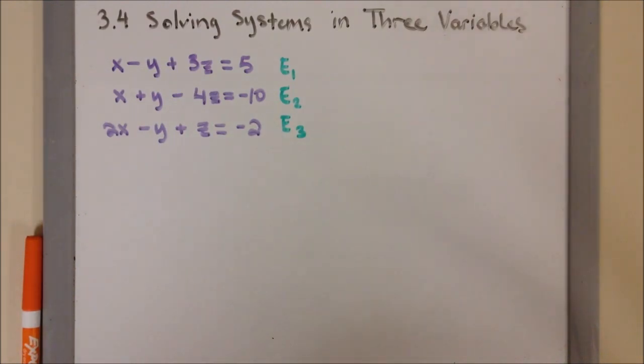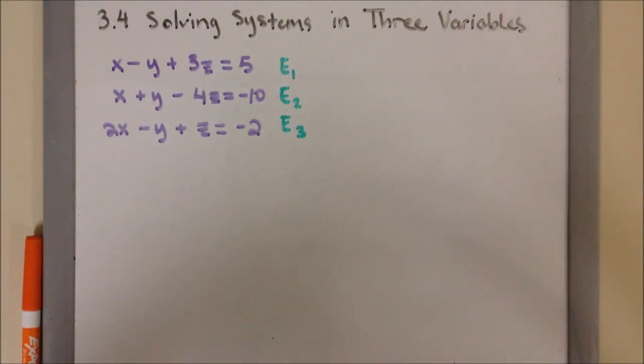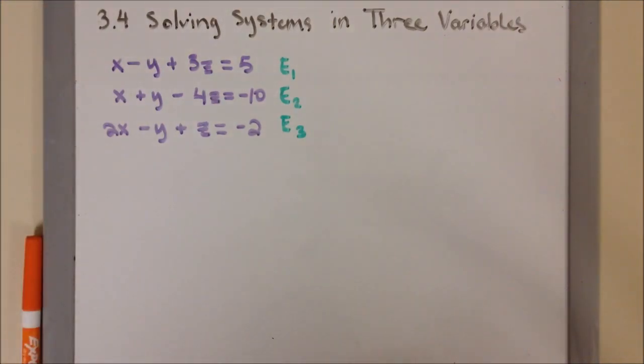Alright, so with this example, we've got equation 1, equation 2, and equation 3. What I want to do is make a new equation, equation 4, by doing a combination of two of these three equations. Now this is not a one-way method. There are multiple ways of solving this, but what I want to do is eliminate x. You can eliminate y or you can eliminate z, but in this example we're going to focus on eliminating x.